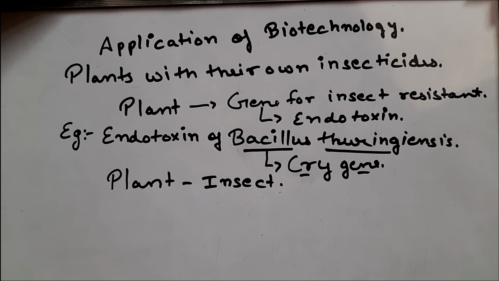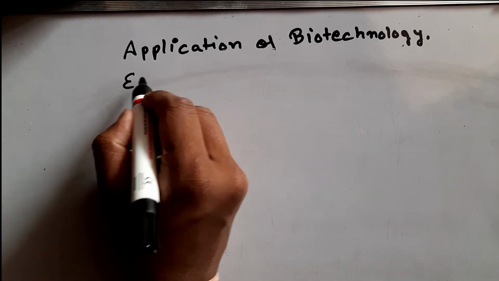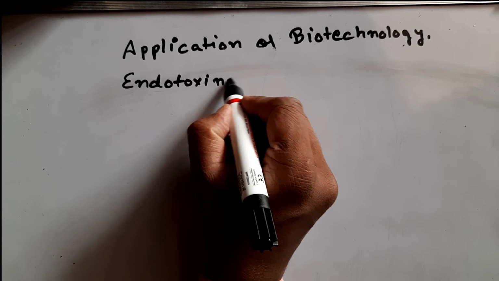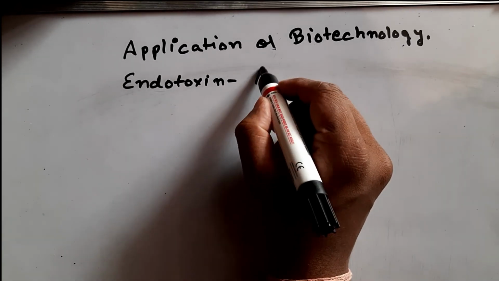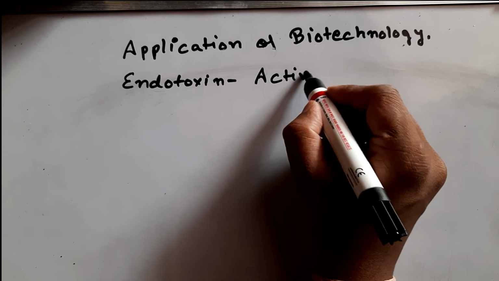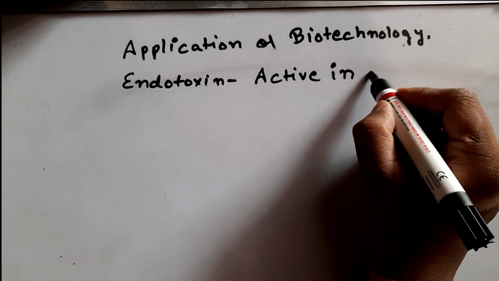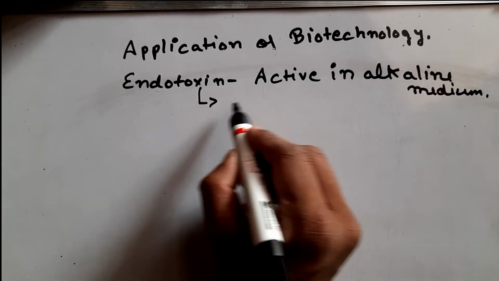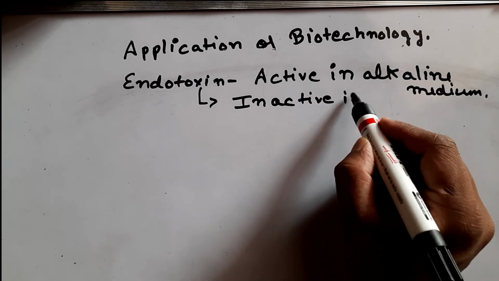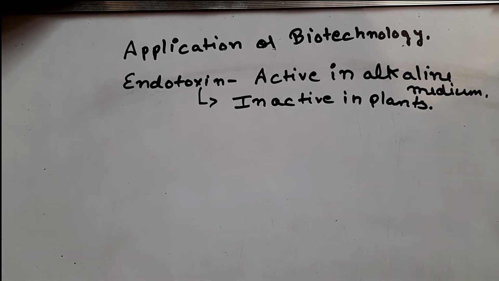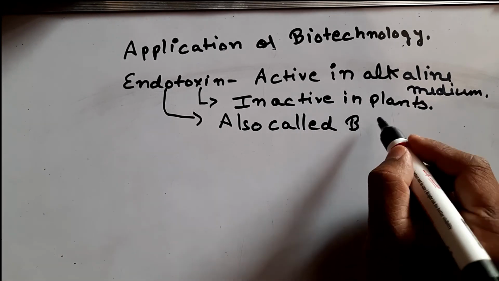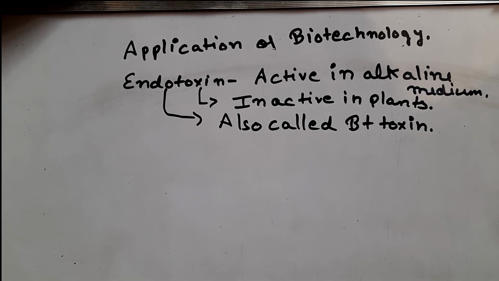Now we are going to study how endotoxin does not damage the plant but damages the insect. For this purpose we have to study properties of endotoxin. That is, it is active in alkaline medium. That means endotoxin is dangerous for insects only in alkaline medium. It activates in alkaline medium. It is inactive in plants so that plants do not get damaged from this endotoxin, and it is also called Bt toxin. This endotoxin is also called Bt toxin because it is extracted from Bacillus thuringiensis.